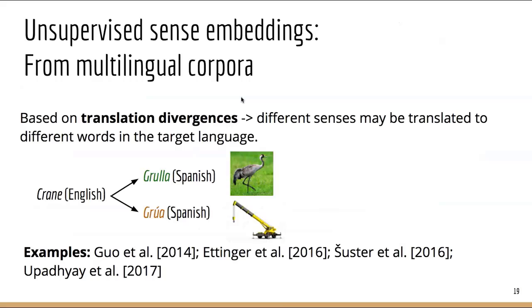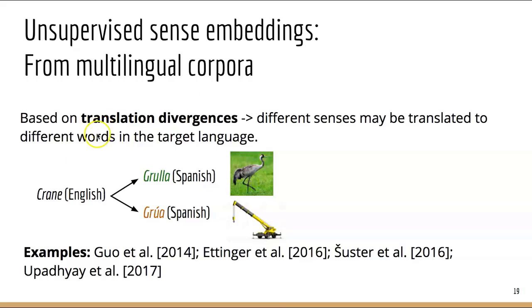And finally, we can also learn sense embeddings from multilingual corpora. Obviously, this is not the same as using just monolingual corpora, and has its advantages and disadvantages. Obviously, one of the disadvantages is that many times you need parallel corpora, or at least a corpus that has been translated into other languages. So here, what is the main idea? The main idea is that in different languages, we can represent senses differently. So different senses of the same word may be translated into different words in another language.